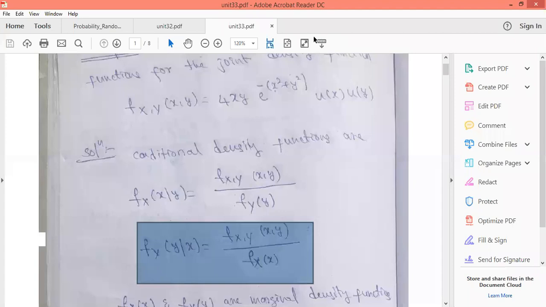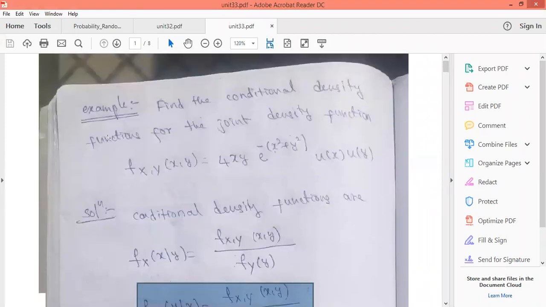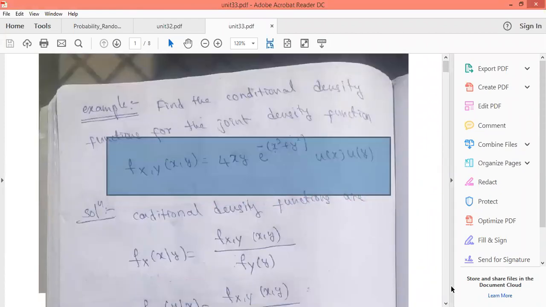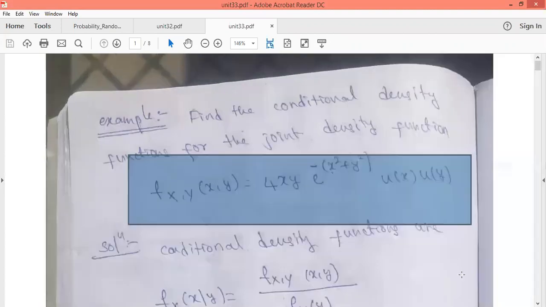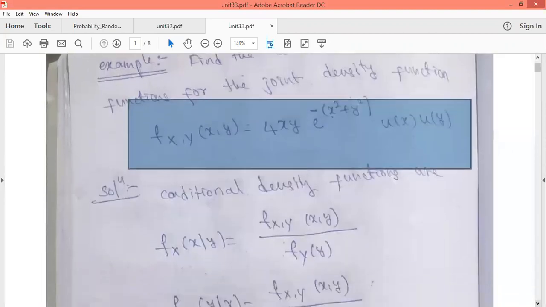See here, since we have x in the condition, we have f_{X,Y}(x,y) in the numerator, and in the denominator we get only f_Y(y). In the other case, we get f_X(x) in the denominator. The joint density function, the numerator, is given in the problem. What we have to find out are the marginal density functions.